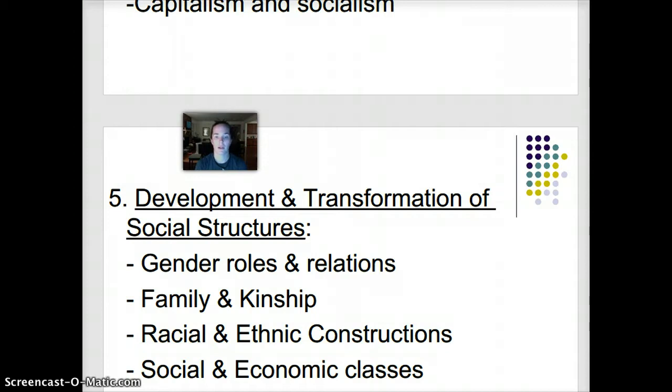5 is development and transformation of social structures. So this is where we're going to be talking about gender roles and relations. We're going to talk a lot about patriarchy, which is the domination of society by men. We're going to talk about why that happened and why it has stayed the same.